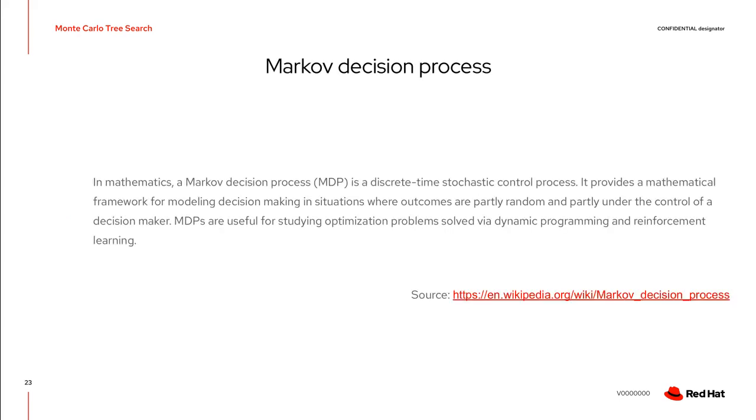So, Markov decision process. Again, we will check a few sentences from Wikipedia, and then we will dive into examples to understand the idea and the adjustments we've made more deeply. So in mathematics, a Markov decision process is a discrete time stochastic control process. It provides a mathematical framework for modeling decision-making in situations where outcomes are partly random and partly under the control of a decision maker.